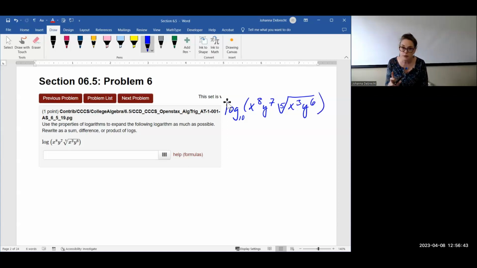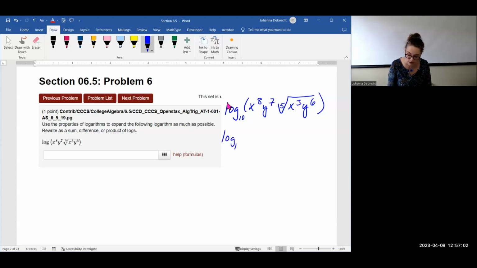And again, there's no one right way, but I'm going to show you what I consider to be the simpler way, the more straightforward way. And that is, first off, I'm going to look at this answer part and see if I can simplify it. I need to rewrite the fifth root as the 1/5 power.